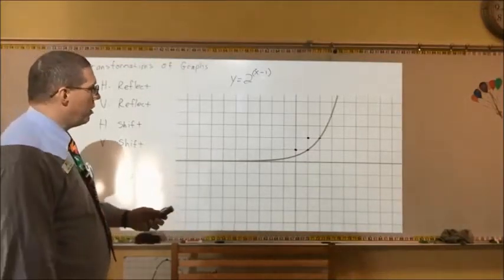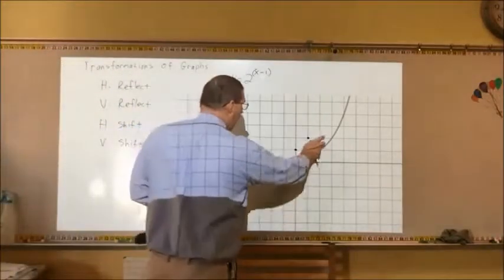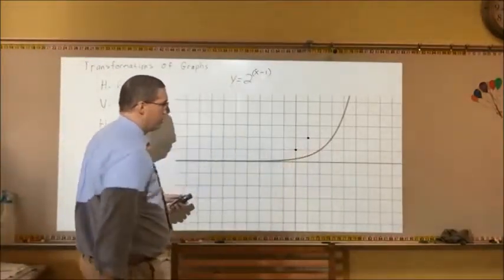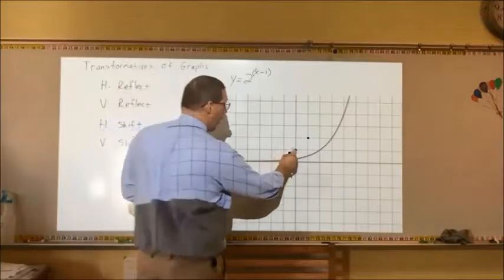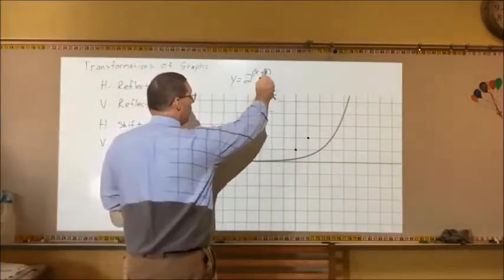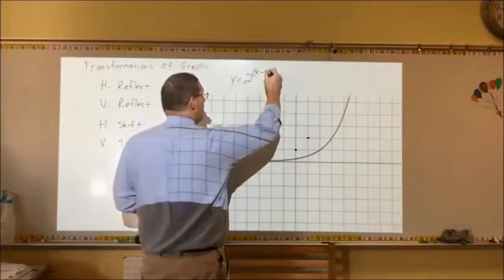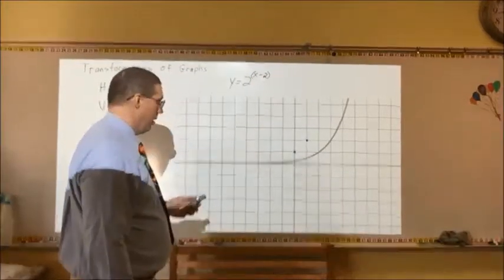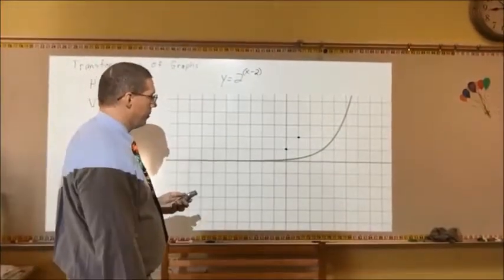And so now what would this be? How far did this one shift from the original? It moved over 2, right? From here to 1, 2, 1, 2. So what would I put? X minus 2, right? And how about this?